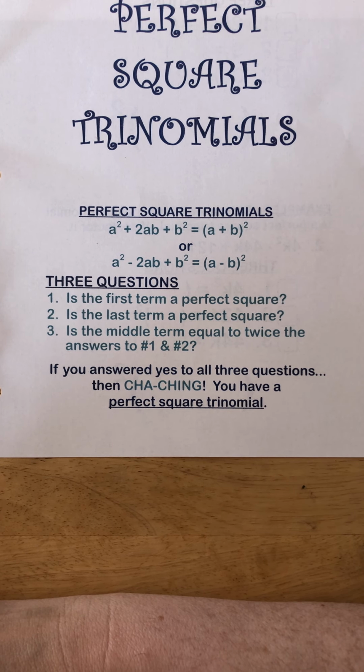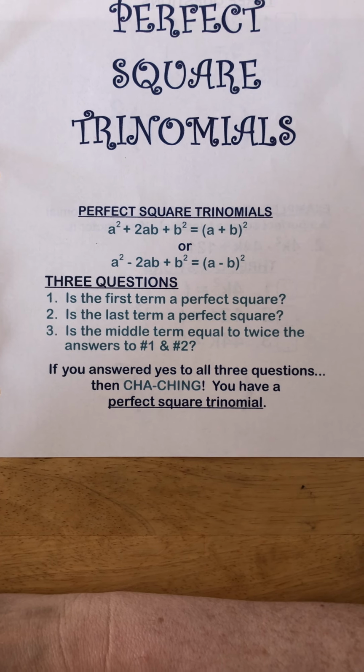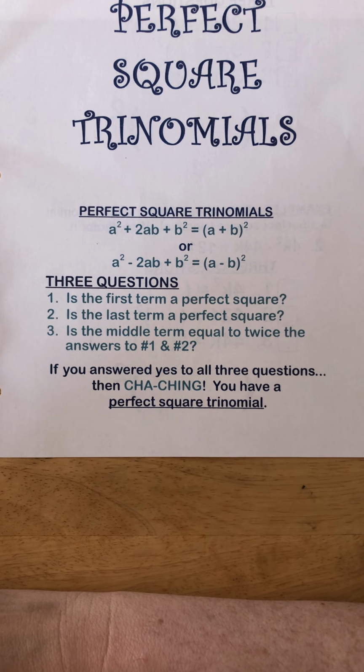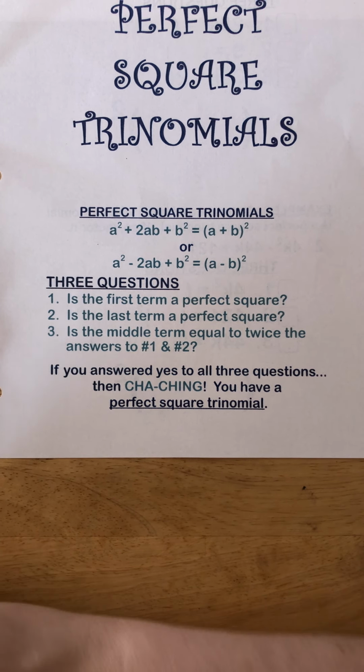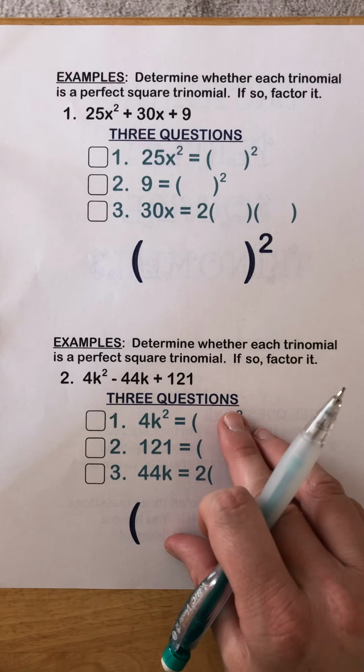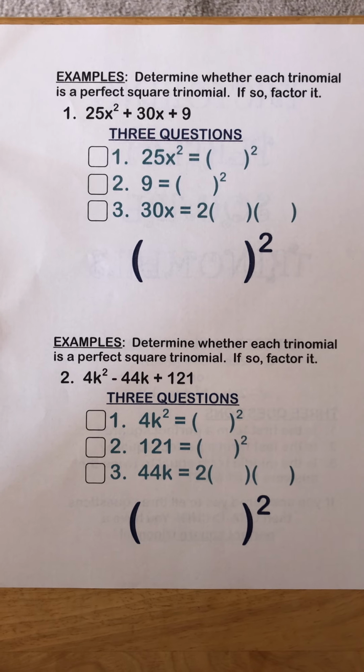I'm going to explain that in a minute when we actually work on a problem, because it's going to make a lot more sense than me trying to make this make sense right now. But once you get answers of yes for all 3 of those questions, then cha-ching, you have a perfect square trinomial and you can use the pattern to factor it. So let's just jump in. I think it'll make more sense when we go through these questions together what question 3 looks like.